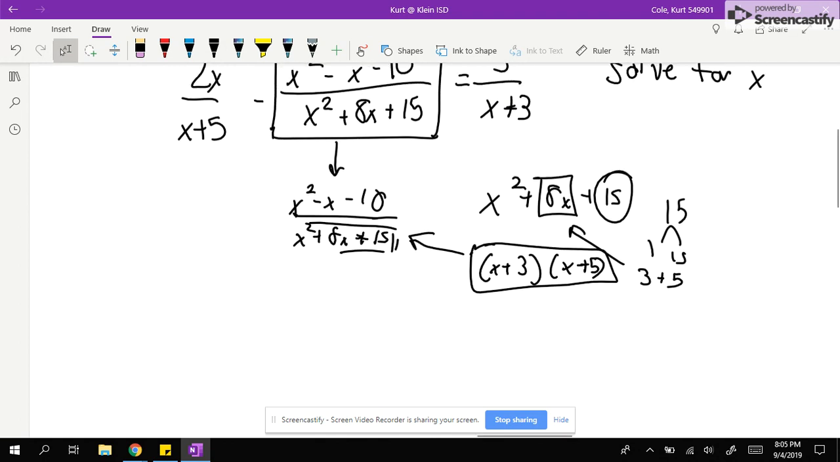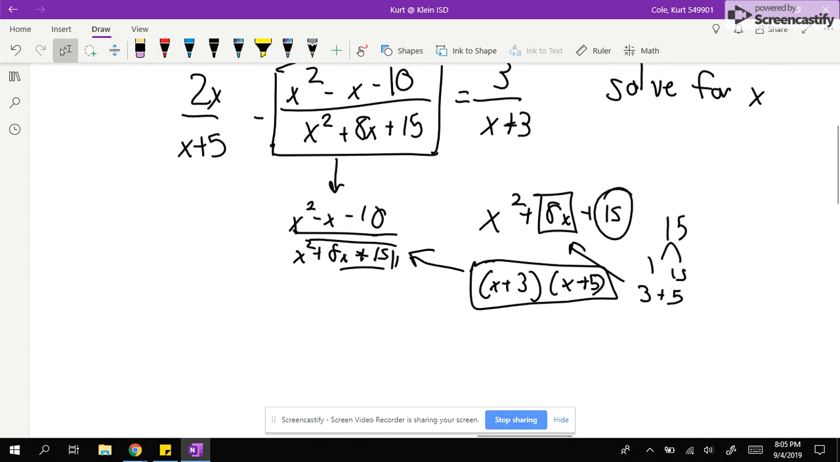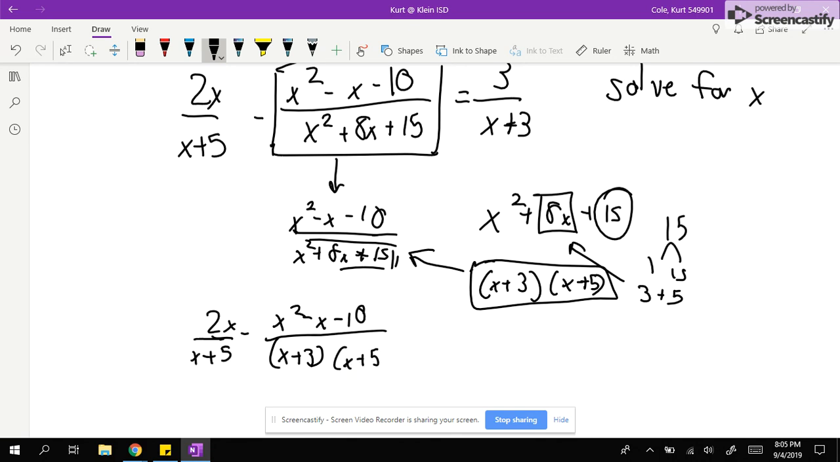So that means we can rewrite this now to be 2x over x plus 5 minus x squared minus x minus 10. And you can factor the top, but I don't think there's a point in it yet. And then the bottom of x plus 3 times x plus 5. I'm going to ignore the right side of the equation for now and just look at the left.